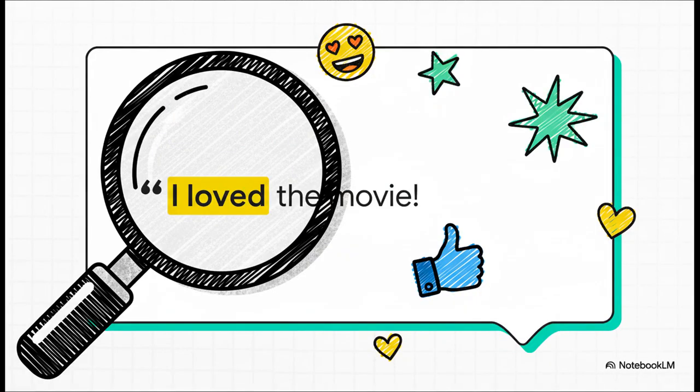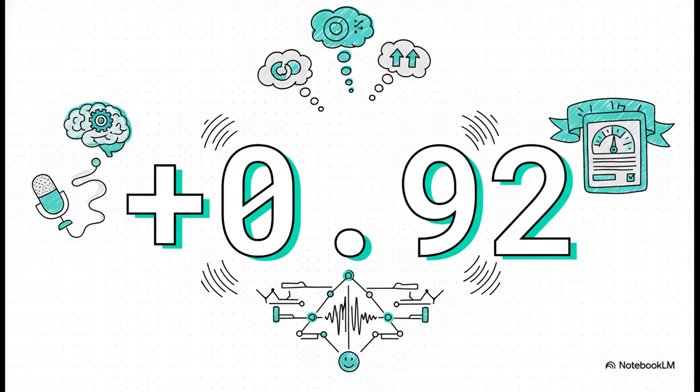Sentiment analysis. Say we give the machine a really simple piece of text, like a review that just says, "I loved the movie." Now, remember, the machine isn't really reading that sentence. It processes it and then spits out a number. In this case, it might give it a score of positive 0.92. That's the machine's way of saying, I am very, very confident that this is a positive emotion.